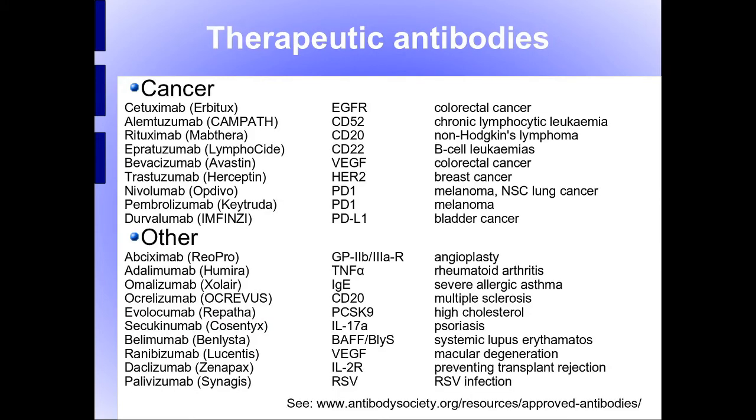There are lots and lots of antibodies now that are used as drugs. So here's just a small range, including a number of anti-cancer drugs and a number used for all sorts of other applications, ranging from recovery from angioplasty through rheumatoid arthritis, asthma, multiple sclerosis, high cholesterol, psoriasis, lupus, macular degeneration, prevention of transplant rejection, and viral infections. There are endless different applications these days.